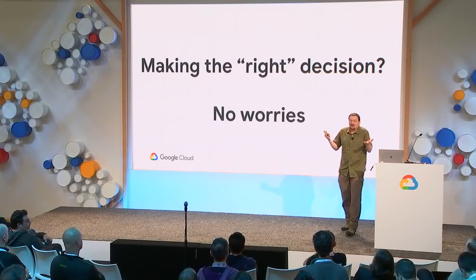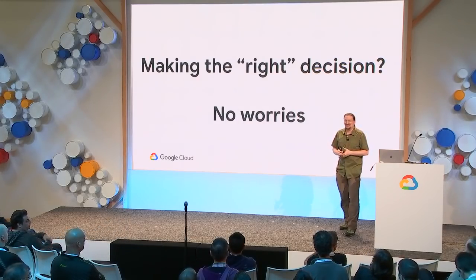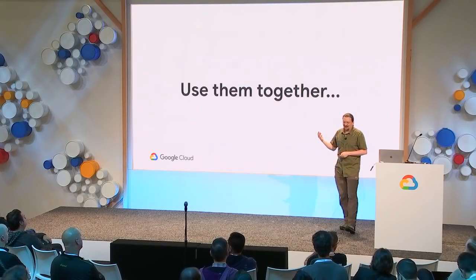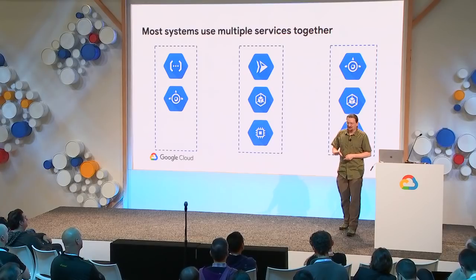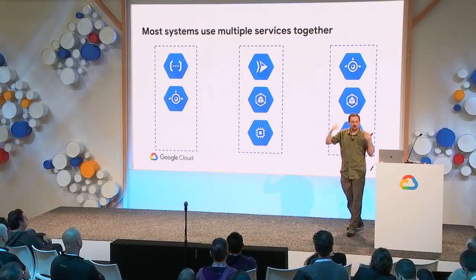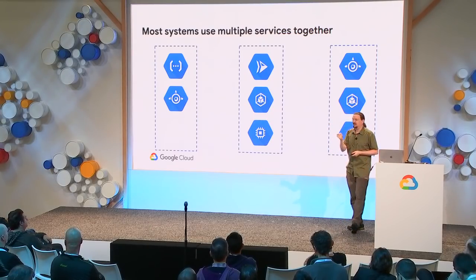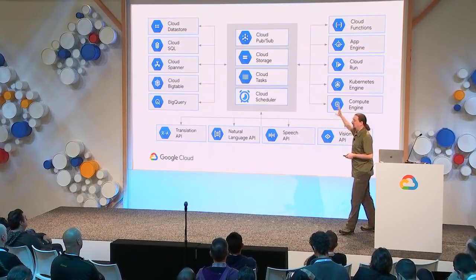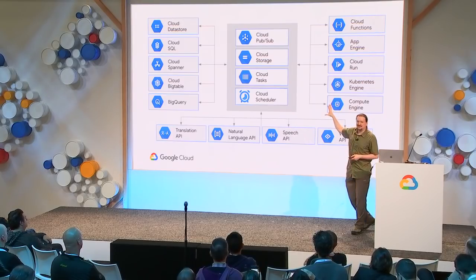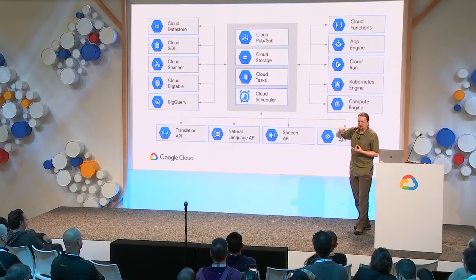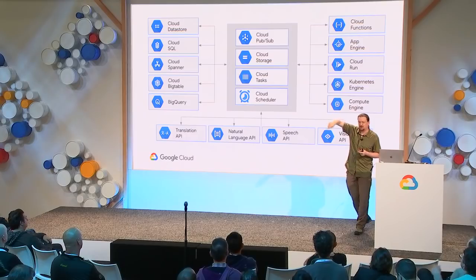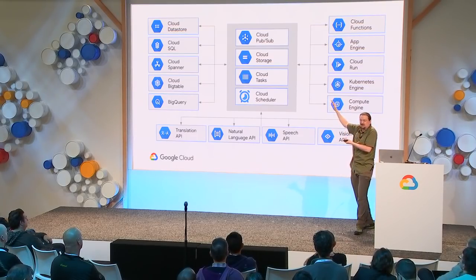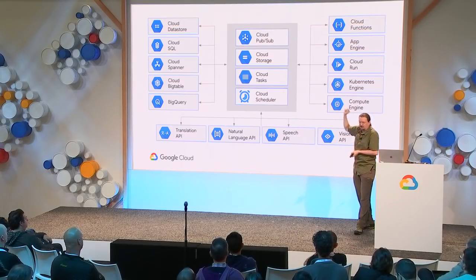So back to making the right decision, and no worries, hopefully this feels a little more comfortable. You can definitely use them together. Most real systems use multiples at once. It's not an all or nothing kind of thing. We have tools that make this a lot easier and better. I won't go into details, so the photos here are probably good. But Pub/Sub allows you to send messages between all of the things, and Storage lets you store arbitrary blobs or data separate from all the things.